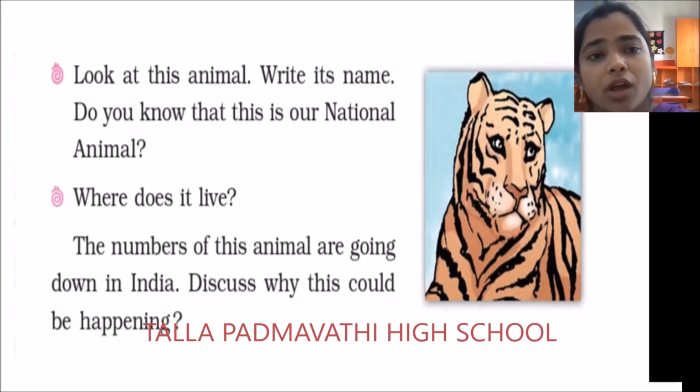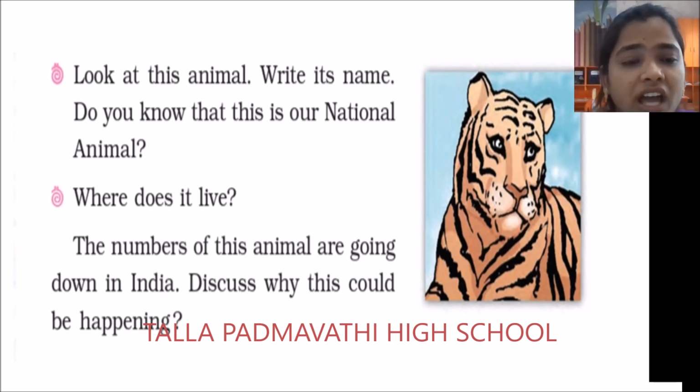Next. Look at this animal, write its name. Do you know that this is our national animal? So what is the name of this animal? Tiger. So tiger is our national animal. Where does it live? It lives in the jungle. The number of this animal is going down in India. Discuss why this is happening.